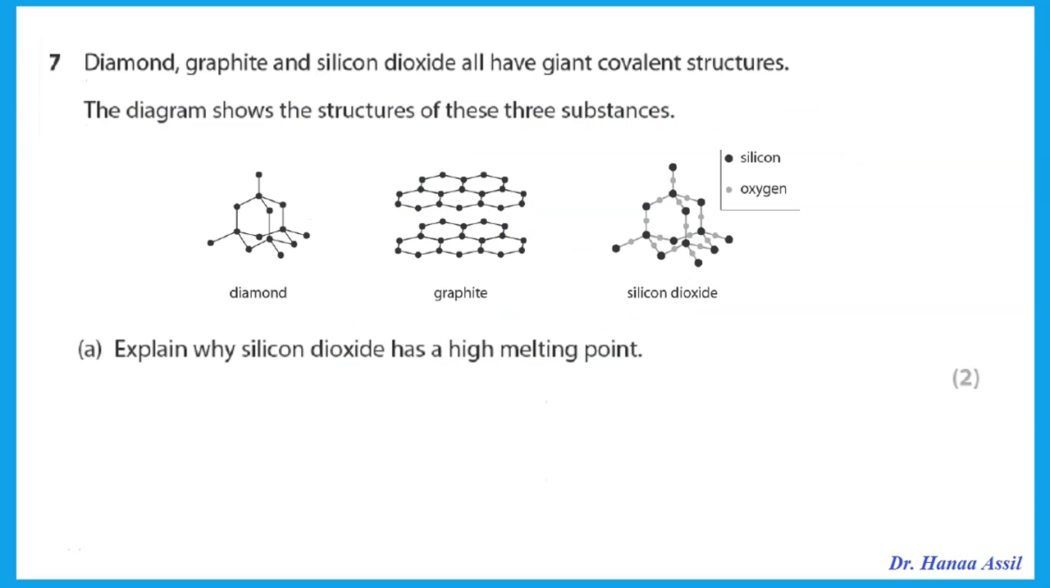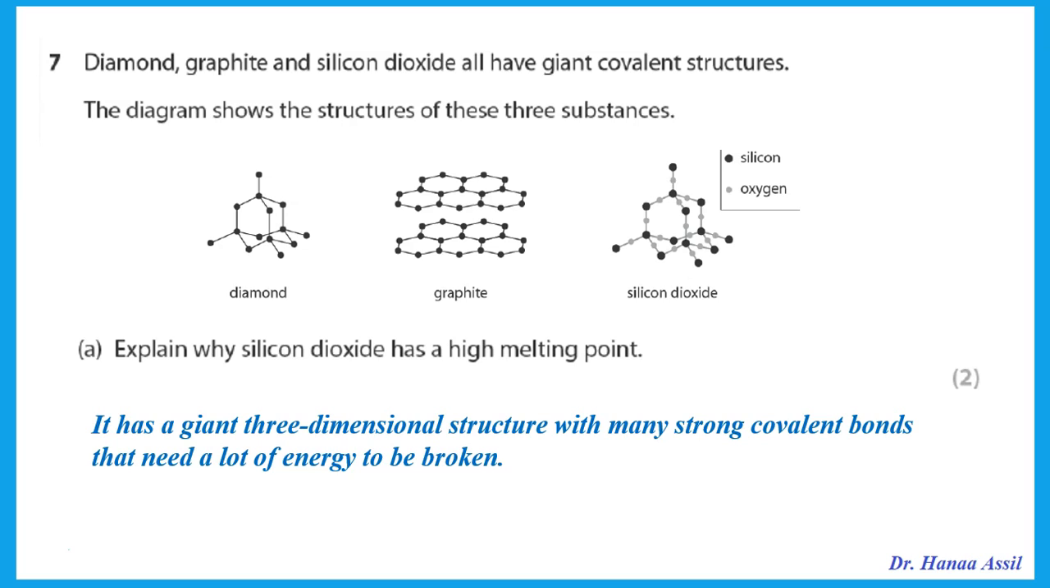Diamond, graphite, and silicon dioxide all have giant covalent structures. The diagram shows the structures of these 3 substances. Explain why silicon dioxide has a high melting point. All of these would have high melting point. Why? You should realize that all of them actually have giant 3-dimensional structures with many strong covalent bonds.